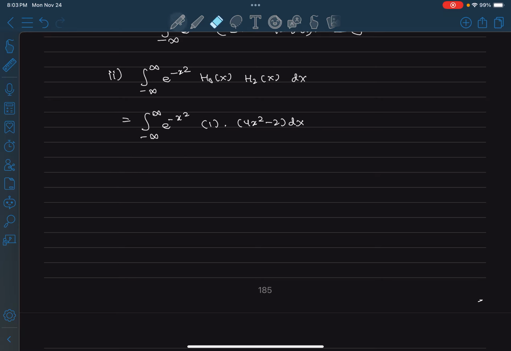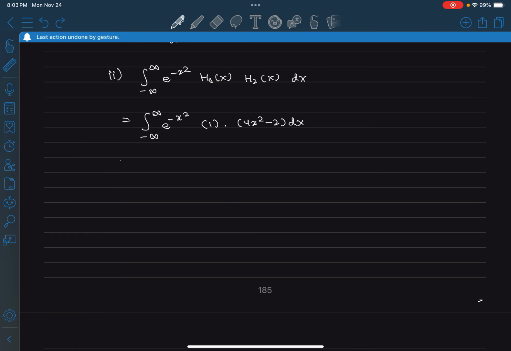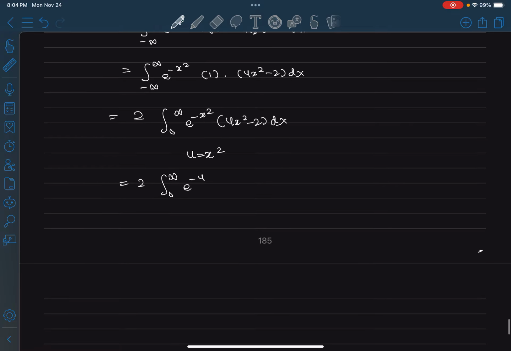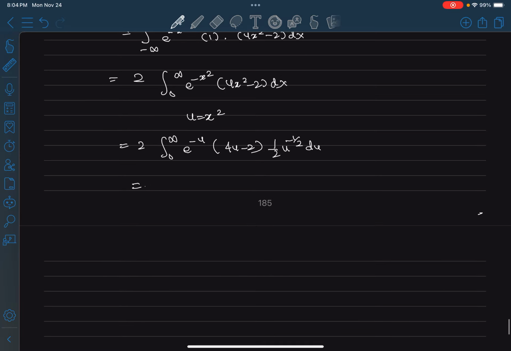So what you can actually do is you can make a u substitution, u equals x squared. Before that, you can notice that this is actually a symmetric integral. So we can write this as 2 times the integral from 0 to infinity of e to the power minus x squared, 4x squared minus 2 dx. If you make a u substitution, u equals x squared, we will have 2 times the integral from 0 to infinity of e to the power minus u, 4u minus 2, right? And then half u to the power minus half du. So now this simplifies to the integral from 0 to infinity of e to the power minus u, 4u to the power half minus 2u to the power minus half du.